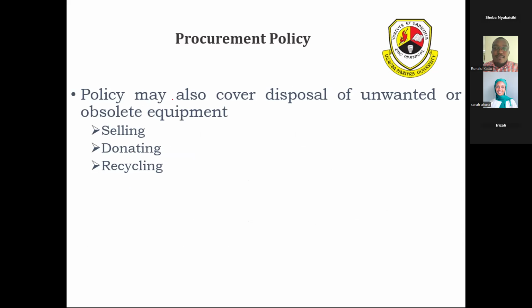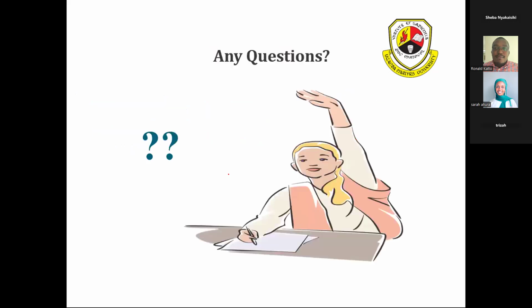The policy may also cover disposal of unwanted or obsolete equipment. What do we do with them? This also covers the ethical elements, because ICT is one of the big contributors to greenhouse emissions. So it is important that your policy also provides for disposal. How do we ethically dispose of equipment?